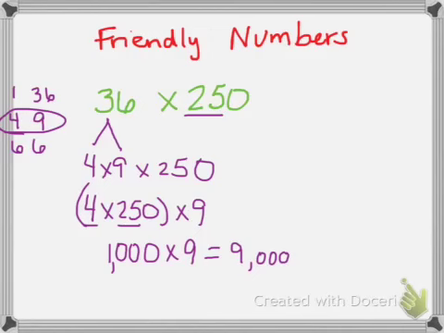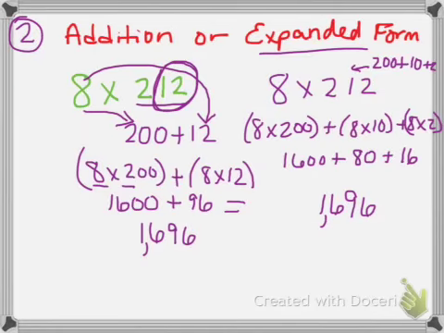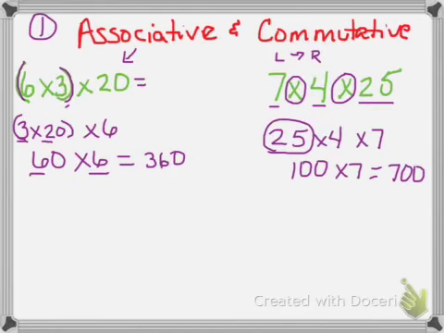Again, these are the top 3 ways that we teach how to do mental math. The other ways are halving and doubling and using subtraction. They're not as user-friendly, and they're not ones that the kids really use that much. So we're going to stick with these 3: friendly numbers, using addition or expanded form, and associative commutative.